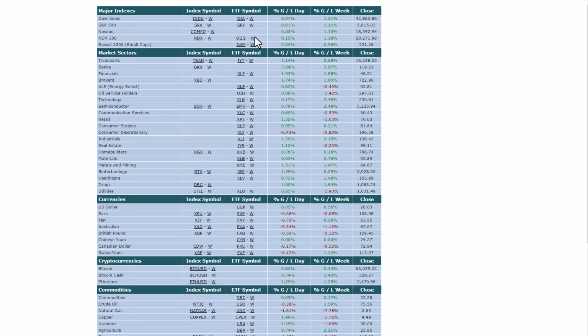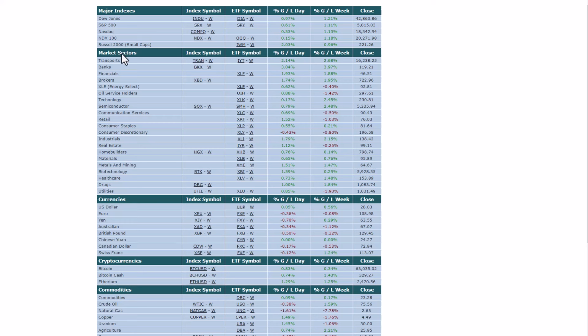So image number 4 shows the index sector table, what transpired last week on Friday. Friday was a nice day for the market. Dow was up about 1%, S&P up 0.6%. The Russell was up 2%, so it came roaring back. For the week, the major indexes were up anywhere from about 1 to 1.2% collectively.